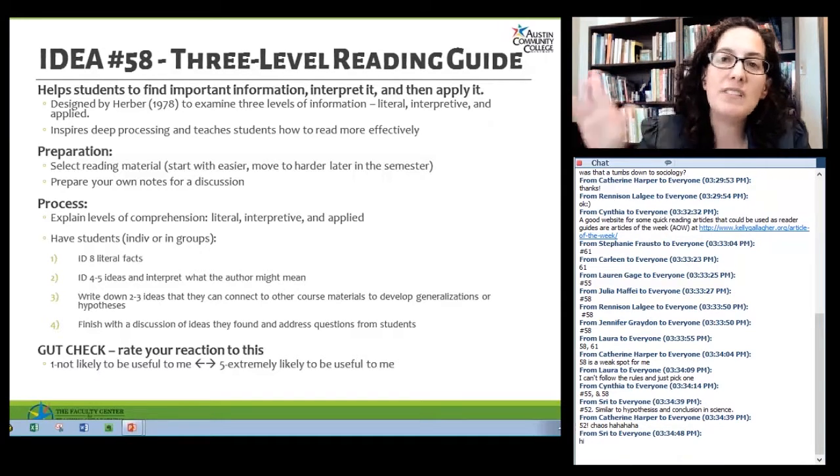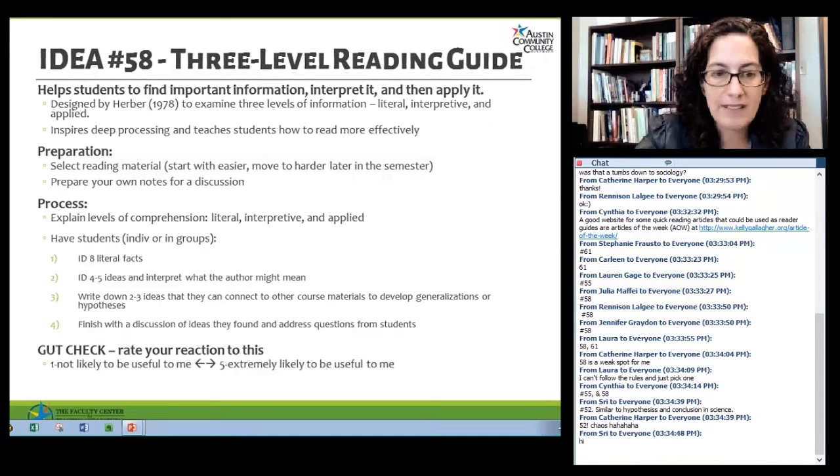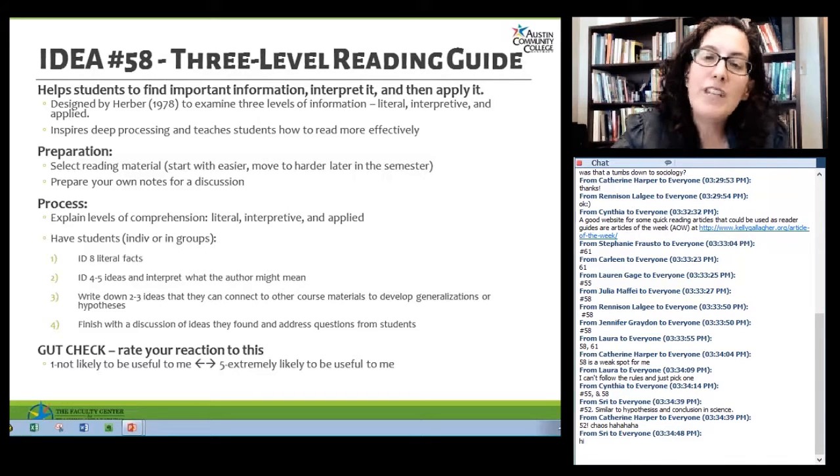And so you can do this as an at-home assignment individually, at-home assignment in groups, or you can have them do the reading ahead of time and then bring a copy with them to class so that they can try to do this in groups or on their own in class. And then you finish up with a report out with a discussion of ideas they found.